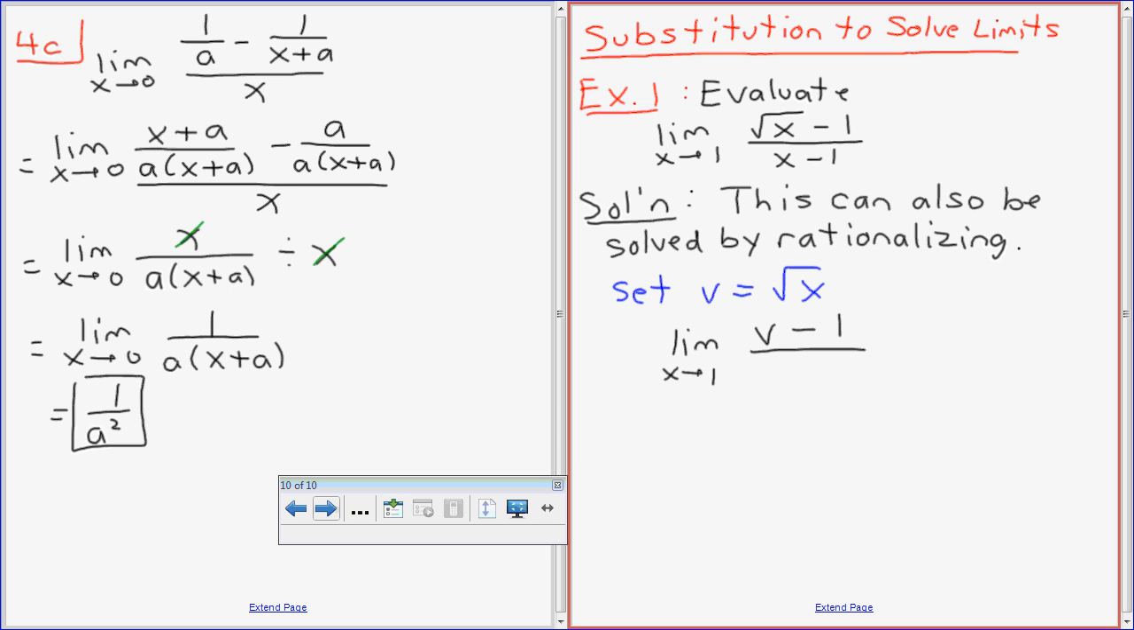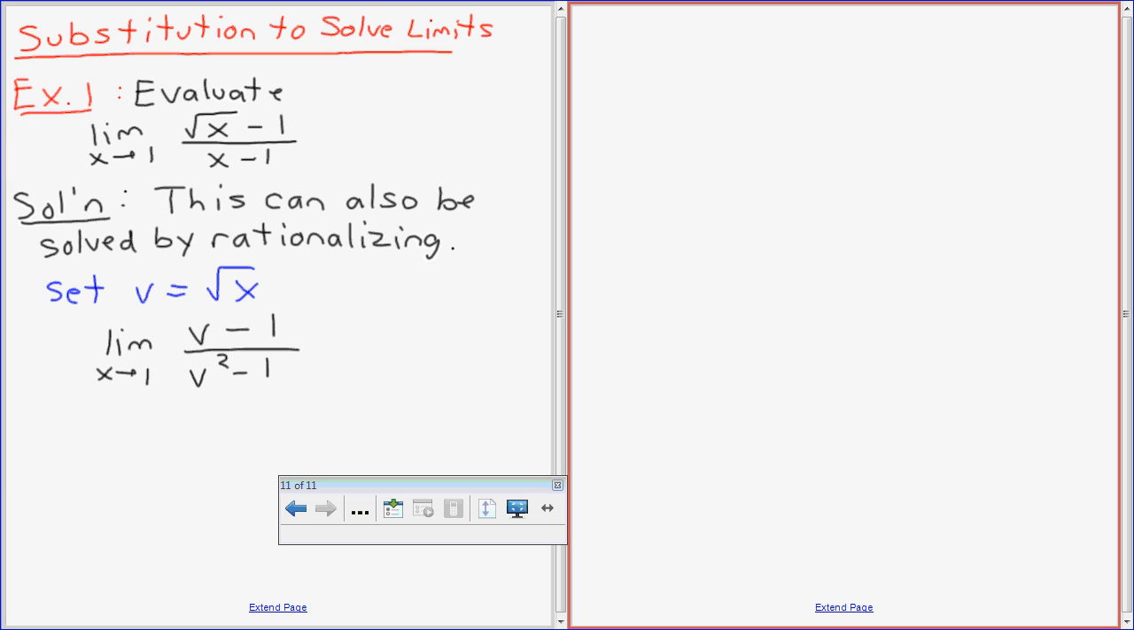They may say, Mr. Sadler, this isn't any easier. Oh, you are wrong. This is easier. How would I approach this one now with these? You can do the squares and cancel. Perfect. Do the squares and cancel. So I'm going to go to the next board. Equals limit, x approaches 1, v minus 1 over v plus 1, v minus 1.